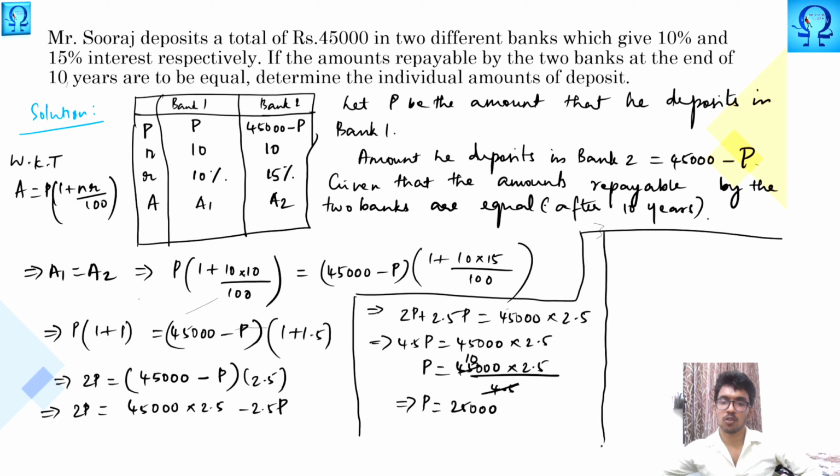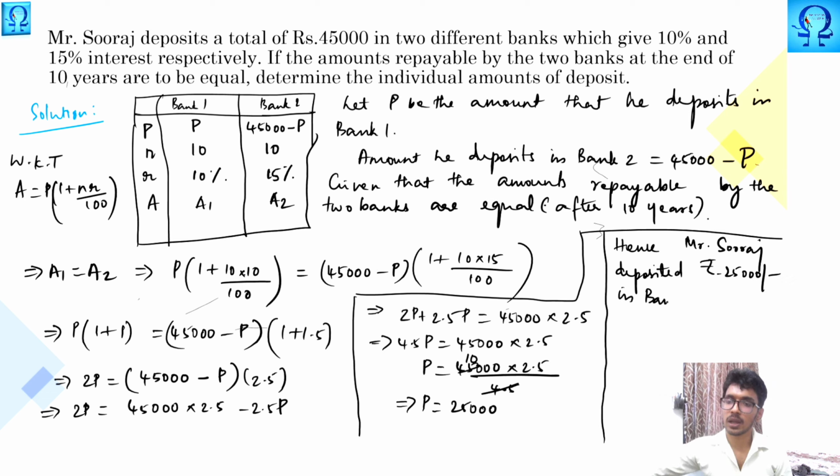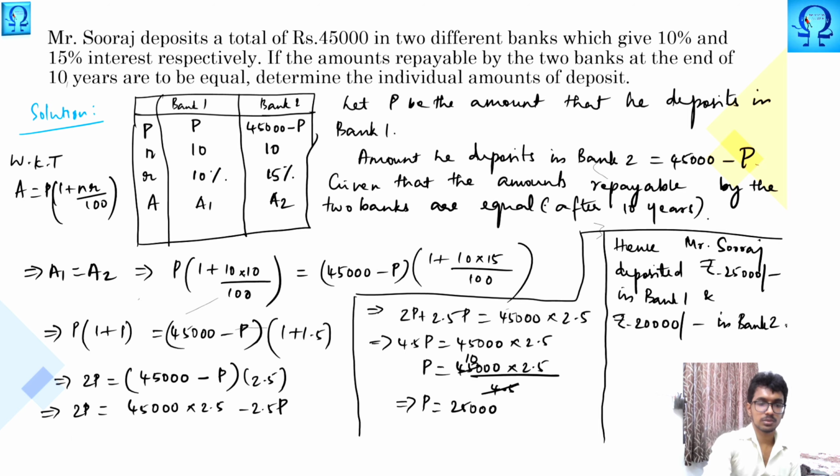If you want, you may do the calculations on a calculator. Hence, Mr. Suraj deposited rupees 25,000 in bank 1 and rupees 20,000 in bank 2. How did we find this? You just substitute the P value here, that is 45,000 minus 25,000, which is 20,000, for the amount in bank 2. Okay, thank you.